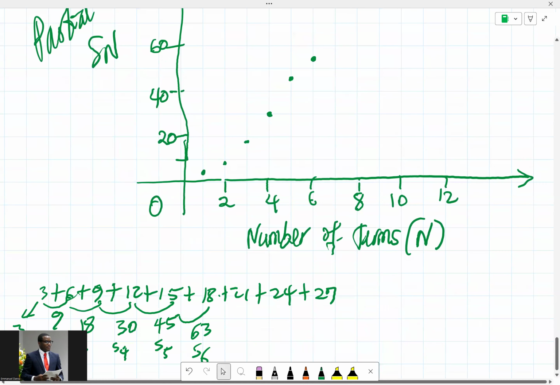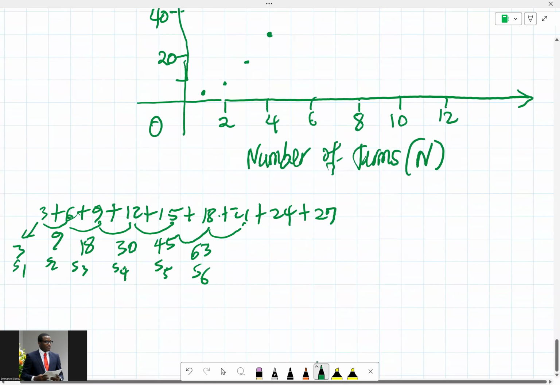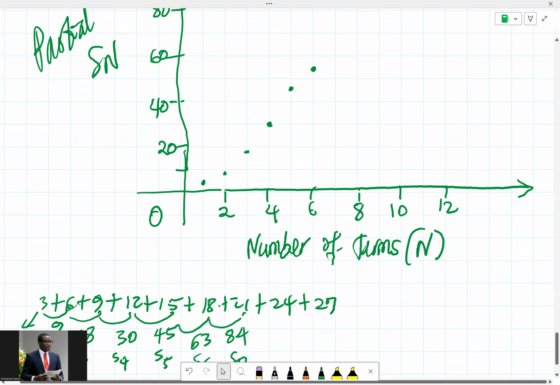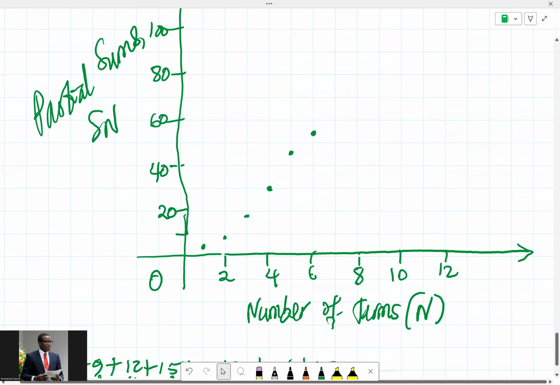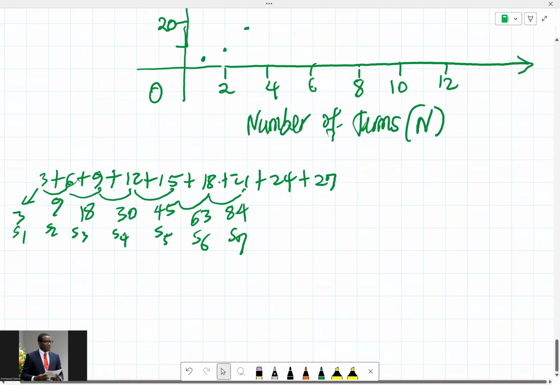Then S7. So S7 is 63 plus 21. That's 84. That is S7. So we have 7 against 84, somewhere around here.